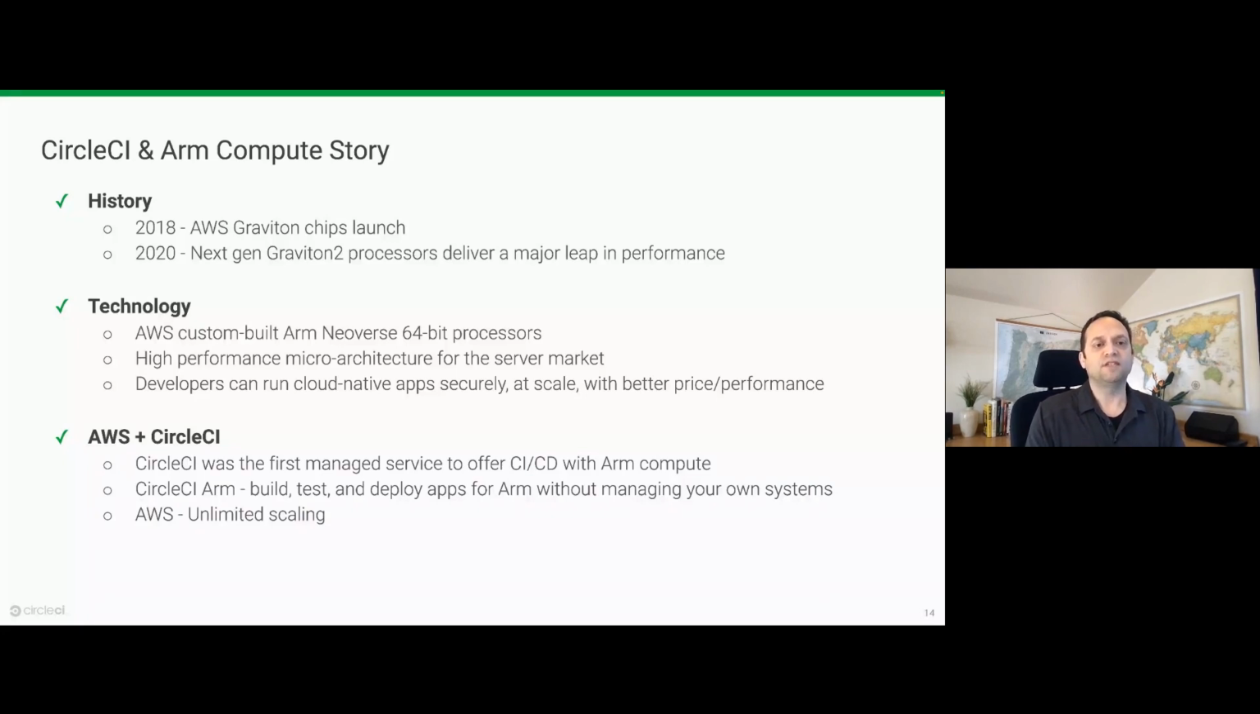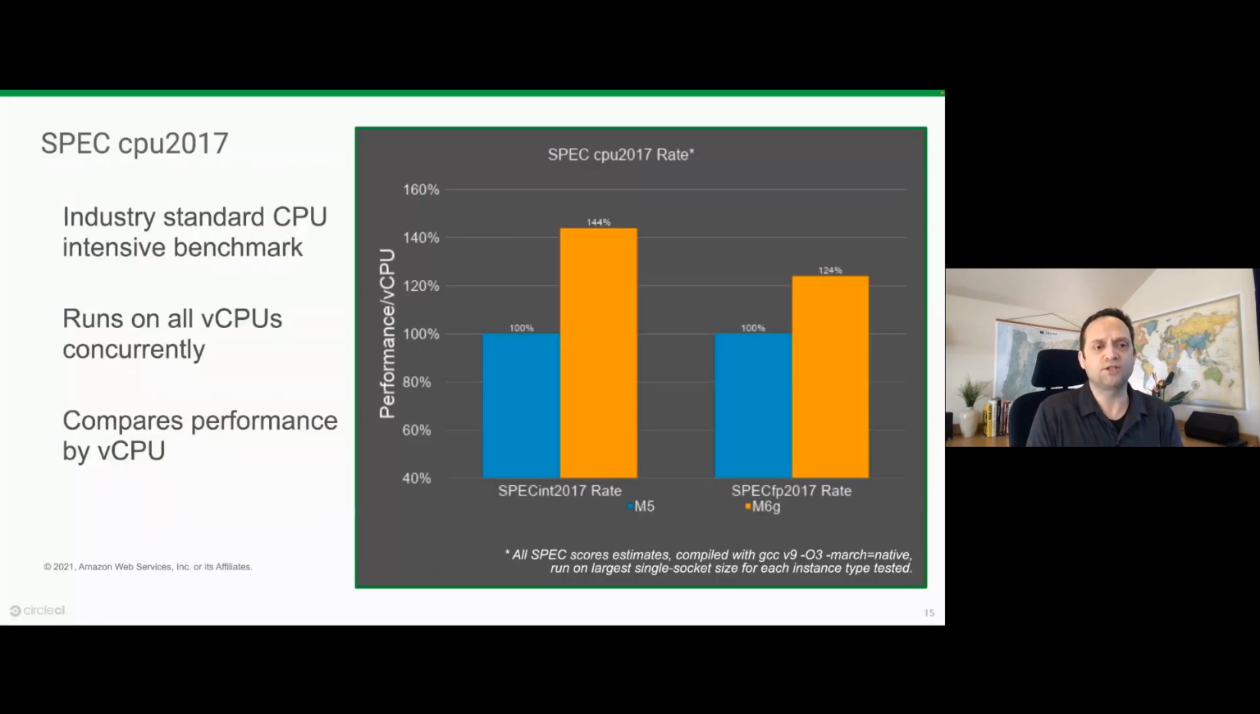So when it comes to CircleCI, we were the first managed service to offer CI/CD with ARM compute. And CircleCI ARM lets you build, test, and deploy apps for ARM without managing your own systems. And then finally, coupled with AWS, you have unlimited scaling. You're obviously using compute in the cloud, so as many resources as you need, you have them available for your build processes. So what makes ARM special?